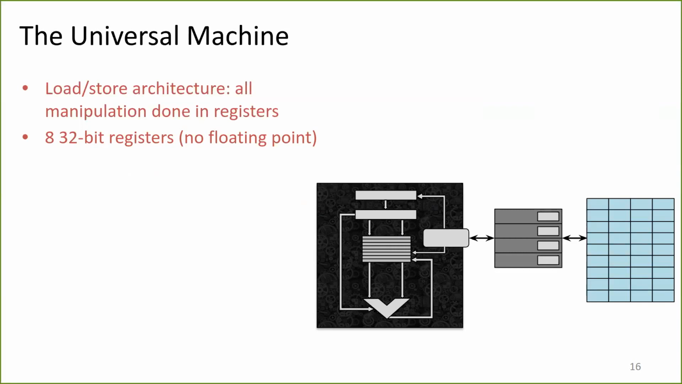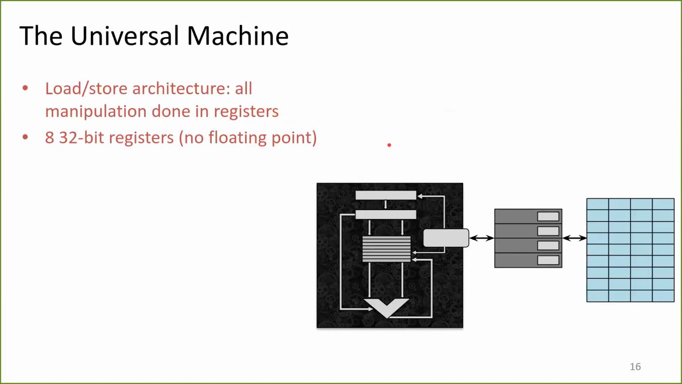Those 32 bits can be interpreted in a few different ways. They can encode a single instruction. They can encode an address somewhere in the memory, and they can also encode just general unsigned integer data. There are no special floating point registers in the machine, and there's no floating point instructions either.